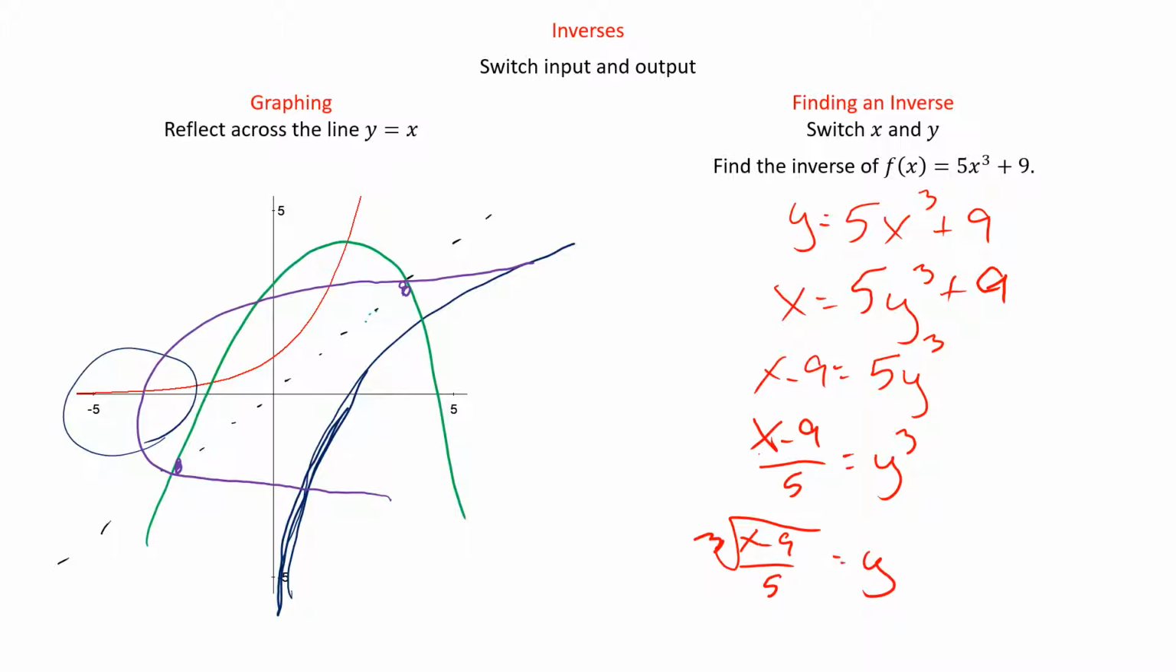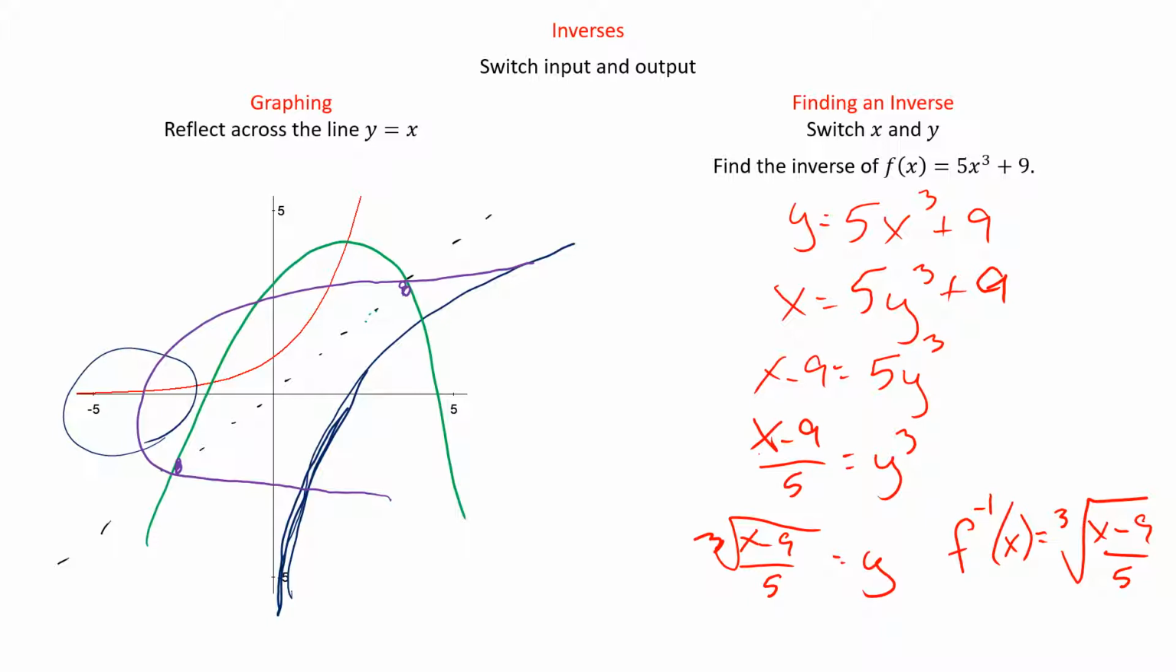And then we started out in function notation. We're going to put it back into function notation. The notation for an inverse of f of x is f negative 1 of x. It's very similar to the Lagrange derivative notation where we have the primes. It's just a negative 1. And it equals the cube root of x minus 9 over 5. And so that's how to find an inverse.